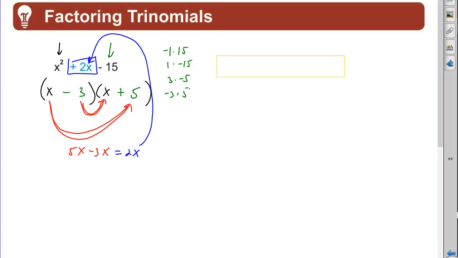And remember, you can switch the parentheses. You can do x plus 5 times x minus 3. All right, let's do one more. So you take a look at this trinomial. And again, the first thing you got to do is factor out common factors first. You got to always be looking because this has a common 3.